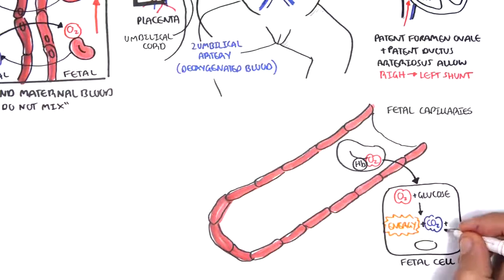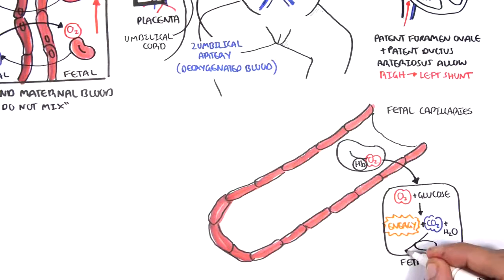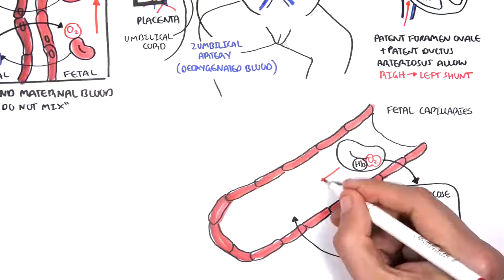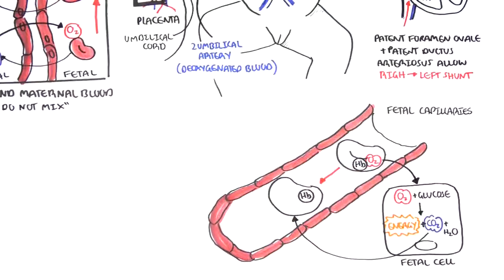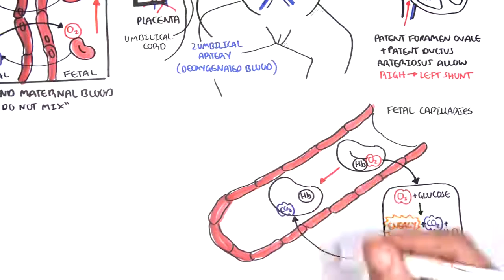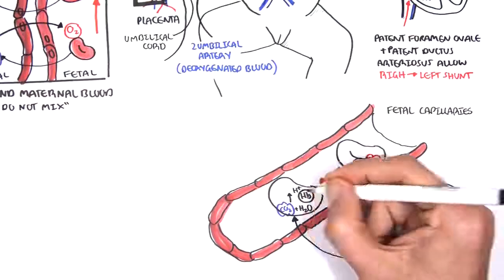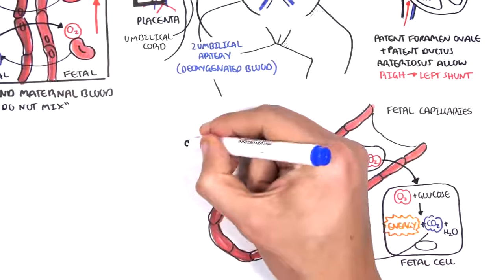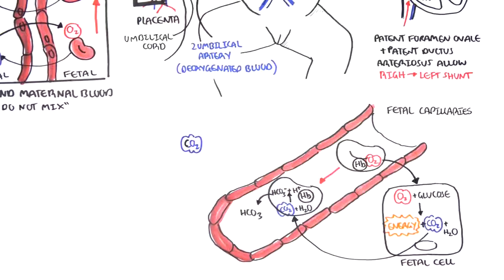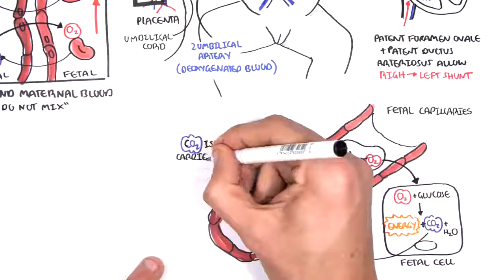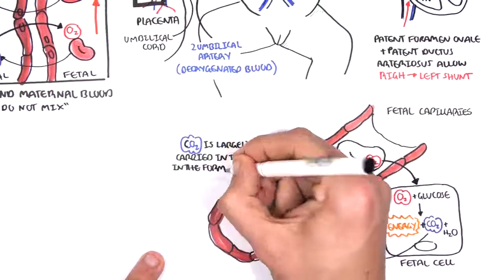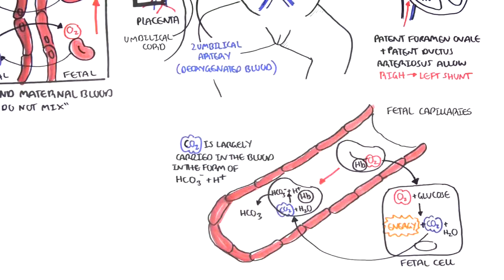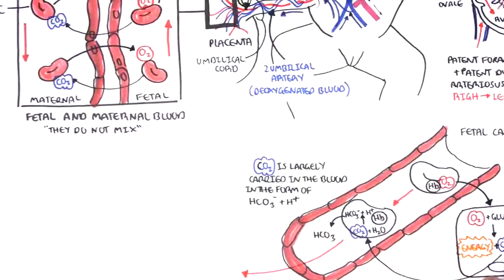Carbon dioxide is a byproduct and actually needs to be excreted, otherwise it can be dangerous. One way that carbon dioxide is excreted is that it can react with water in the blood vessel or in the red blood cell. And here it will form bicarbonate ions. The bicarbonate ions can travel in plasma. This blood now is actually deoxygenated blood because it contains less oxygen. Carbon dioxide is largely carried in blood in the form of bicarbonate ions. And so this deoxygenated blood will now go back to the placenta via the two umbilical arteries we talked about.